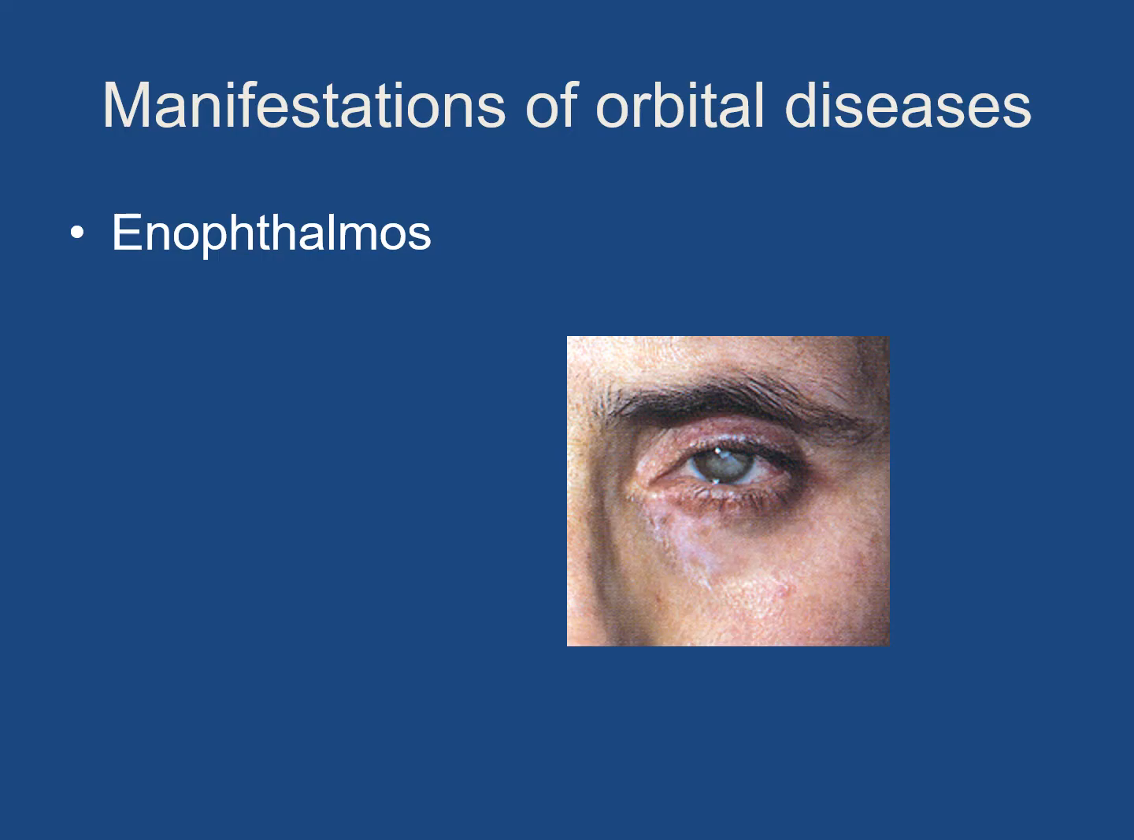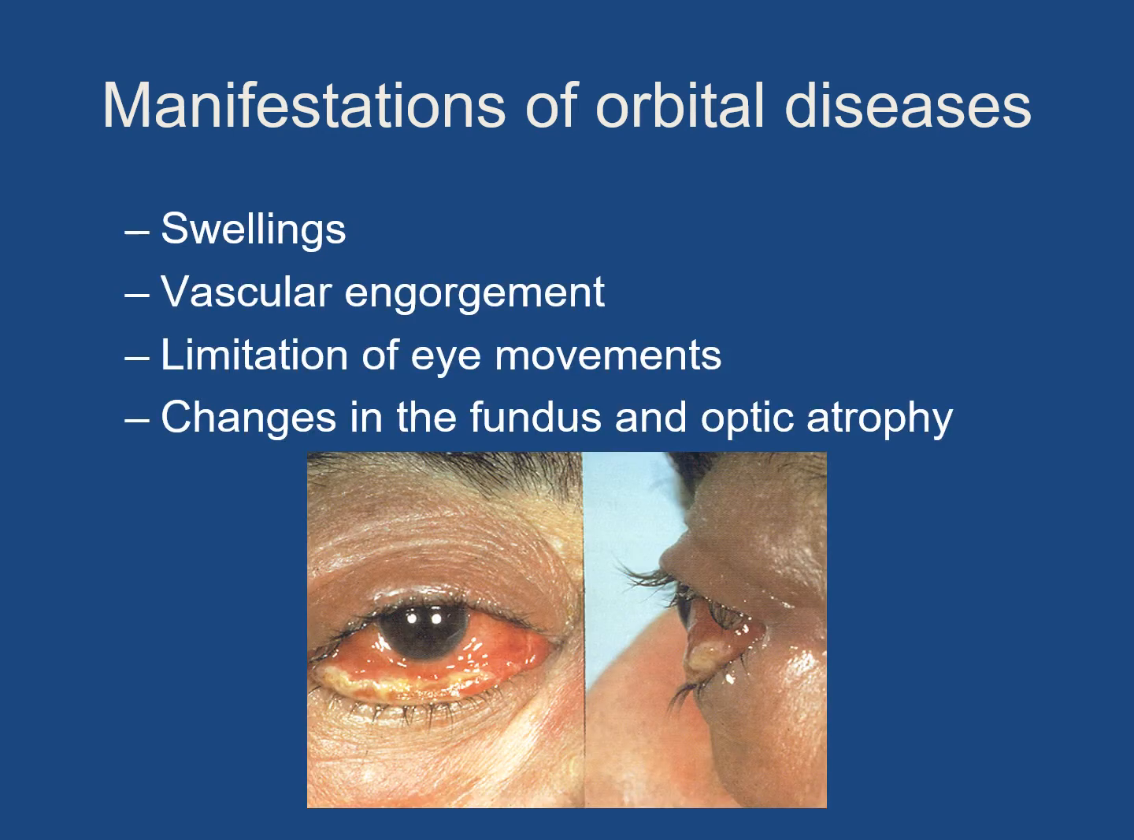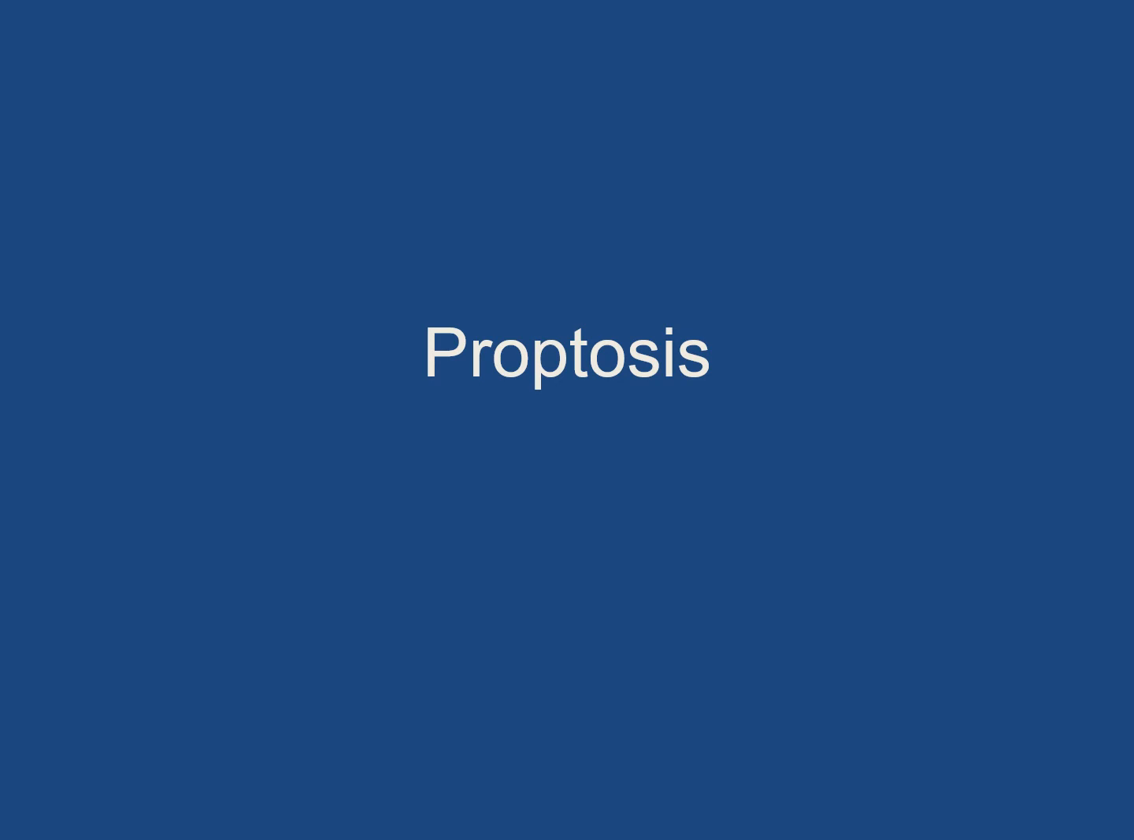Enophthalmos is backward retraction of the globe within the orbit. There are some other manifestations for orbital disorders, like the presence of periorbital swellings, vascular engorgement, limitation of eye movements, and change in the fundus and optic atrophy. Most of our lecture today will discuss the causes of proptosis.